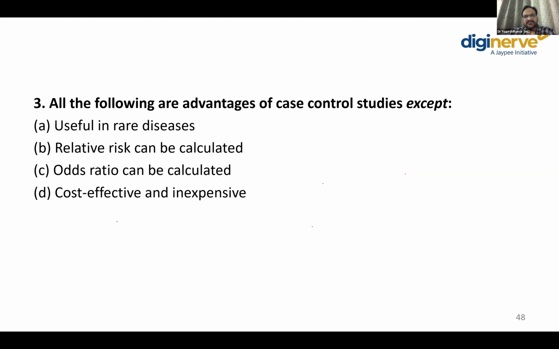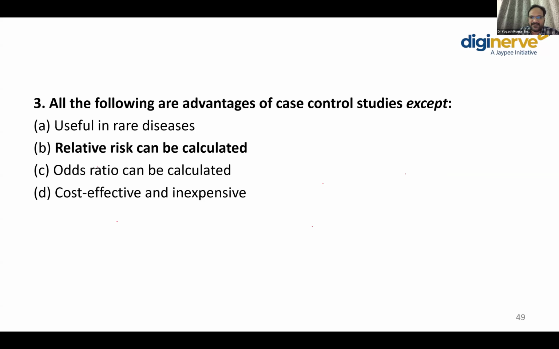Santhani is saying option B, relative risk can be calculated. No, not calculated. Yes, so we are asking for the wrong one. So answer will be B. Cost effective and inexpensive? Yes, case control are cost effective, so it is true. Odds ratio can be calculated. It is true. So option A is correct, B is wrong, C is correct, D is correct. Three of them are the advantages: useful in the rare disease, odds ratio can be calculated, and cost effectivity. And relative risk is calculated in the cohort. So our answer will be B. Ritika is right.